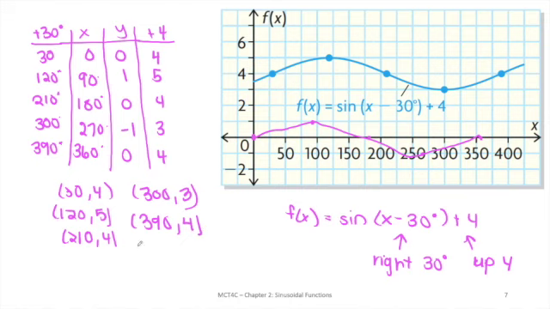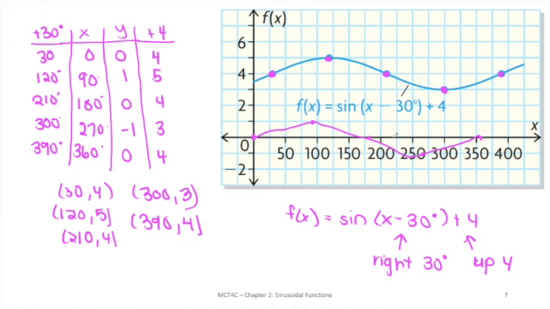Okay, so when you're doing that, you're going to just use those points. So you're going to go over 30 degrees and up to 4. You're going to go over to 120 and up to 5, 210 up to 4, 300 and up to 3, and then 390 and up to 4.